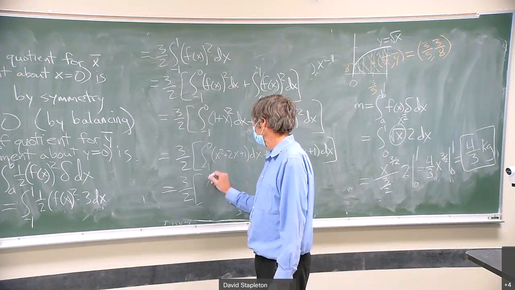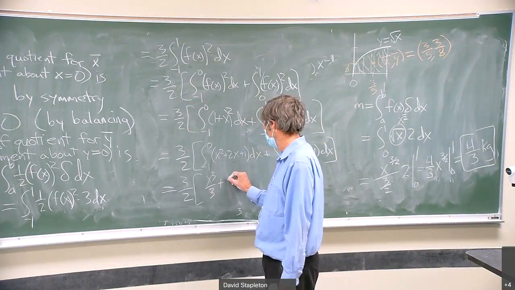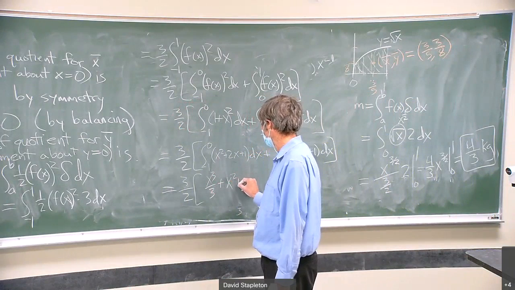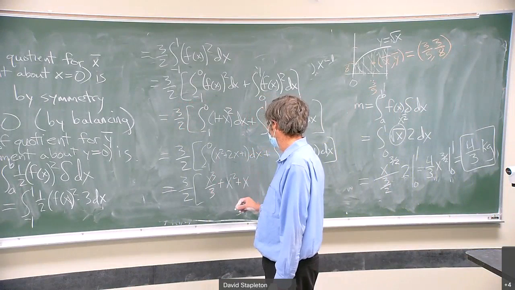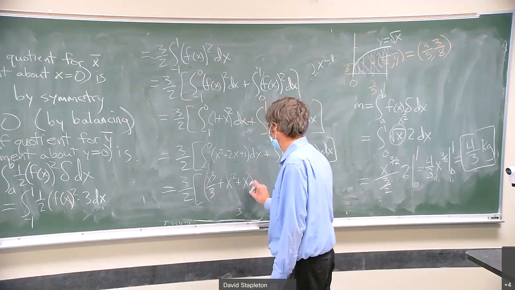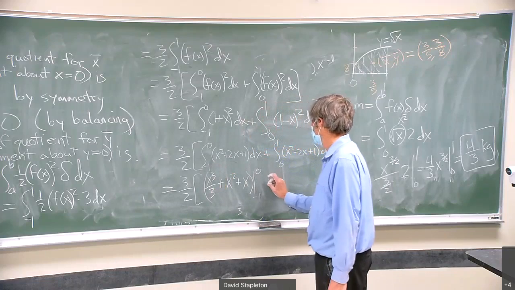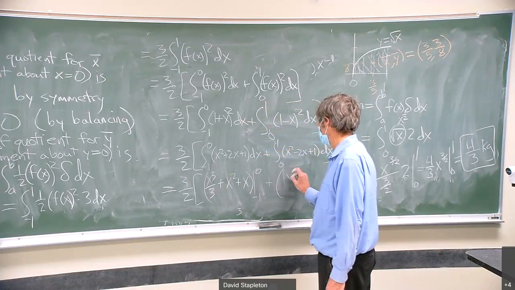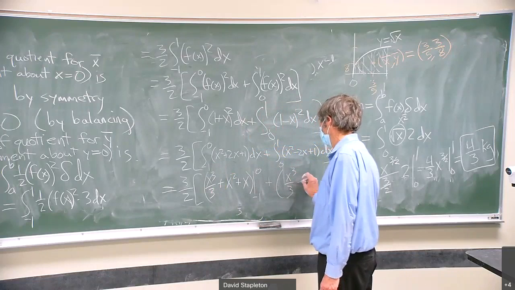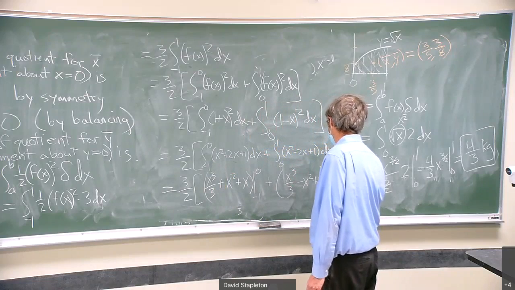Here's this one. X cubed over 3 is the integral of x squared. Integral of 2x is x squared. Integral of 1 is x. Right? And we need to plug in this at 0 minus -1 and take the difference. And this one here is x cubed over 3 minus x squared plus x. Plug in 0 and 1 and take the difference.